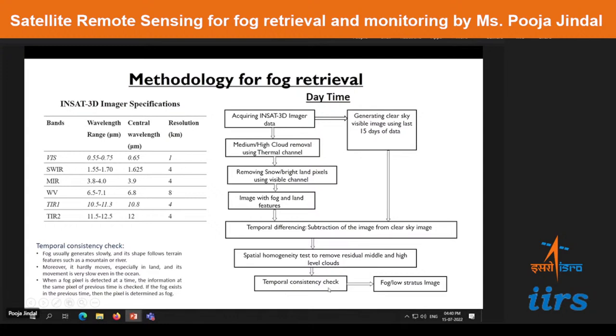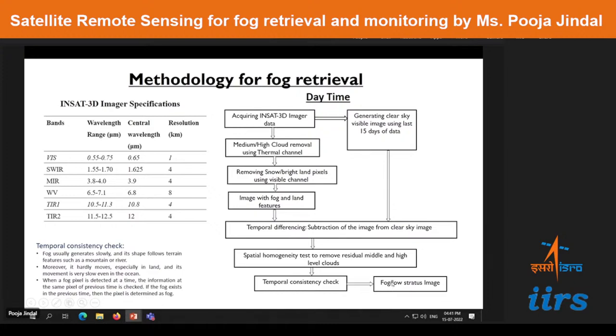So we take a particular pixel and check whether that pixel was foggy at the earlier time. This is a geostationary satellite, so we have data every 30 minutes. Suppose I am doing this work at 9 a.m., so I will check the 8:30 image. If the corresponding pixel was foggy, then we keep it as foggy. Otherwise, we reject that pixel as non-foggy. After applying this methodology and these two tests, we finally have the fog image. So this is a daytime fog retrieval.